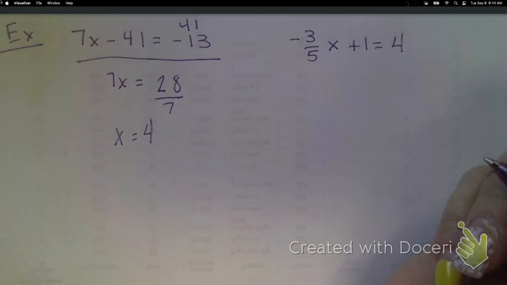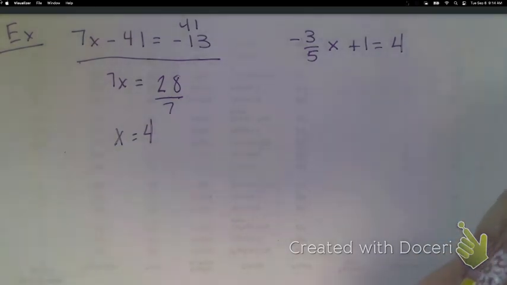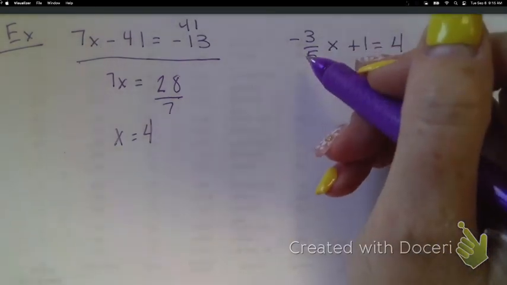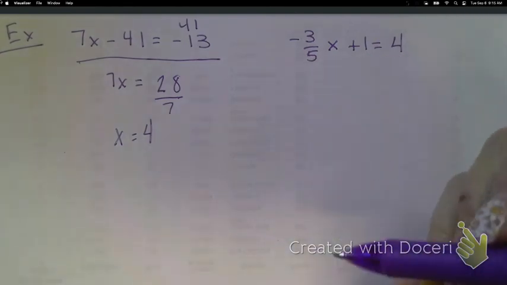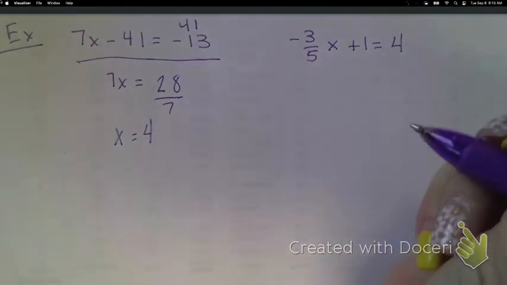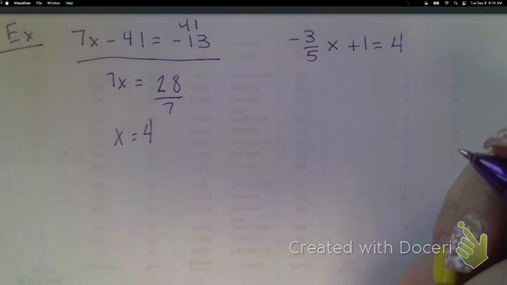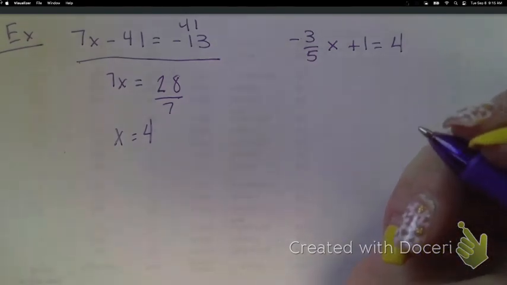When you multiply the reciprocal and a negative fraction, it's still negative. Why? Because you have to get rid of the negative. No, when after, because a negative times a negative is a positive. You can have a negative answer, but the variable can't be negative.